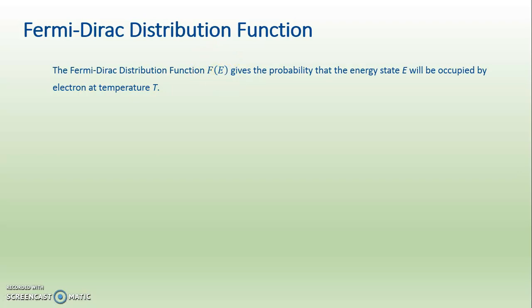This Fermi-Dirac distribution function is derived as f of E is equal to 1 upon 1 plus e raised to (E minus E_F) upon kT.